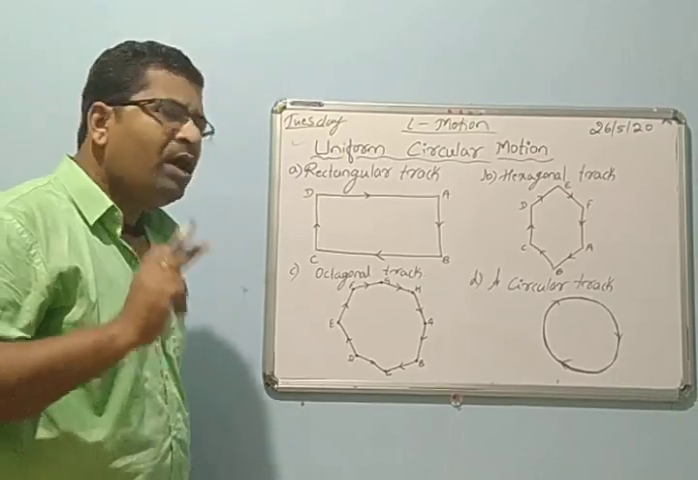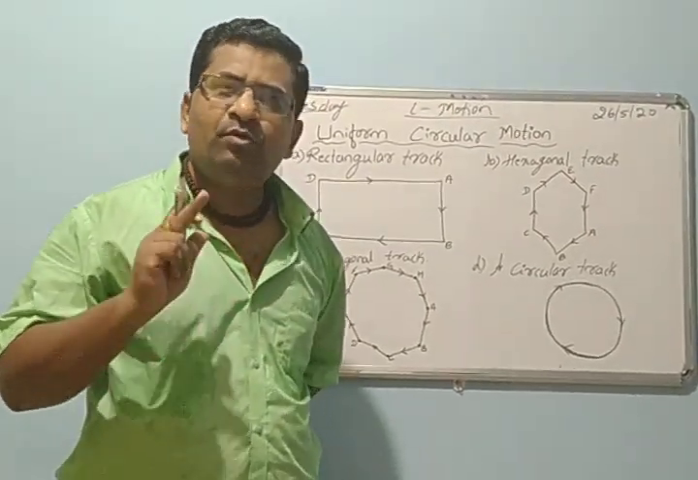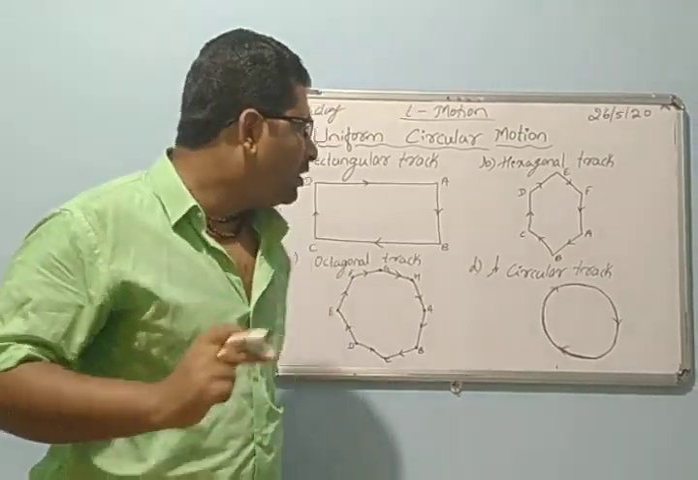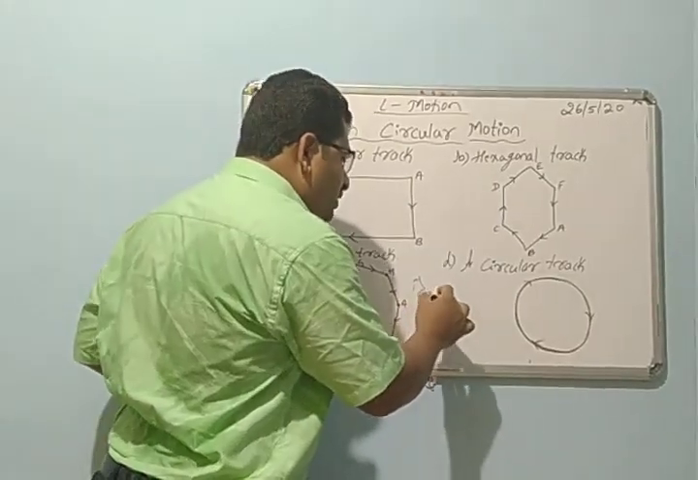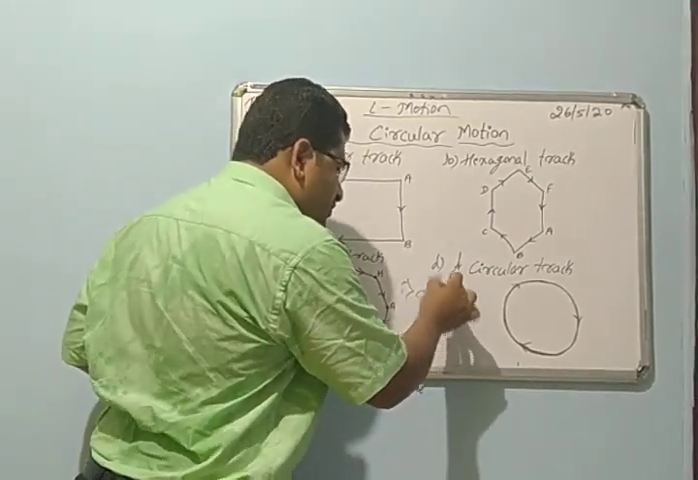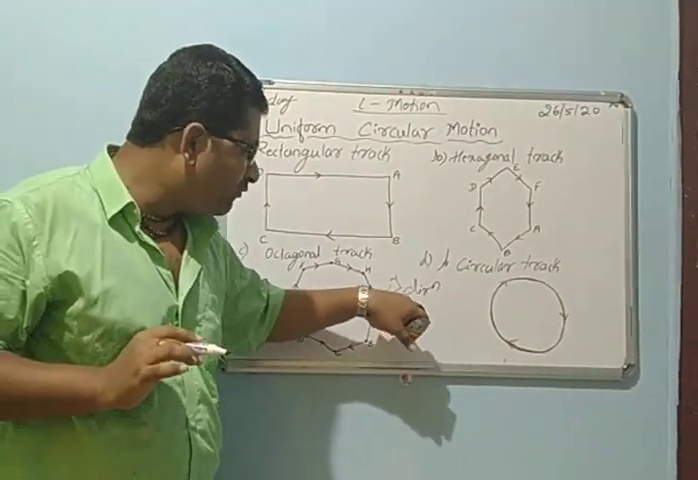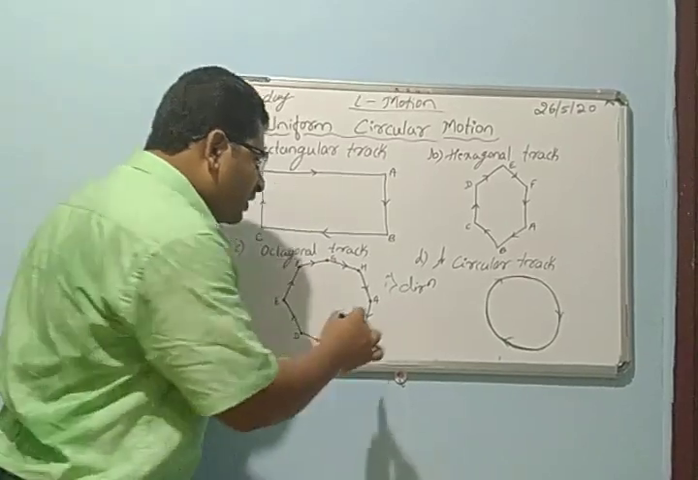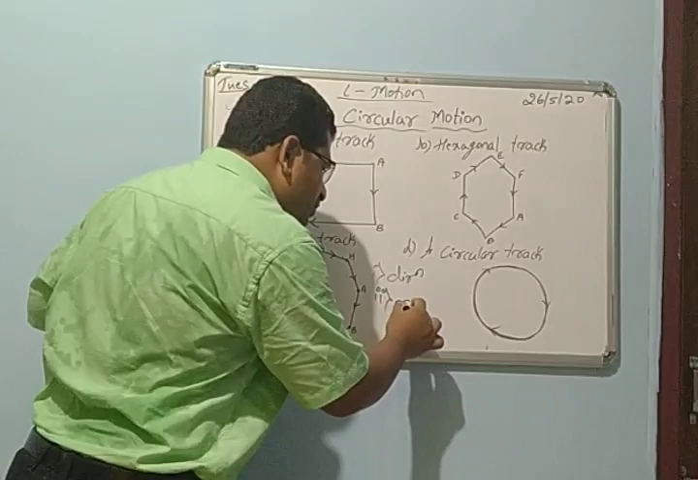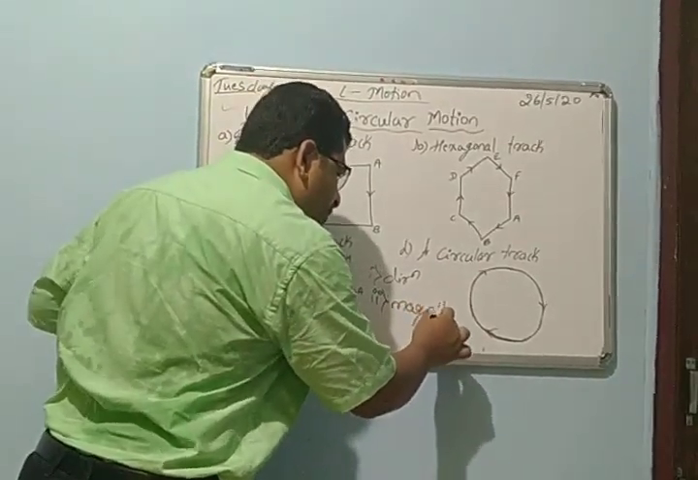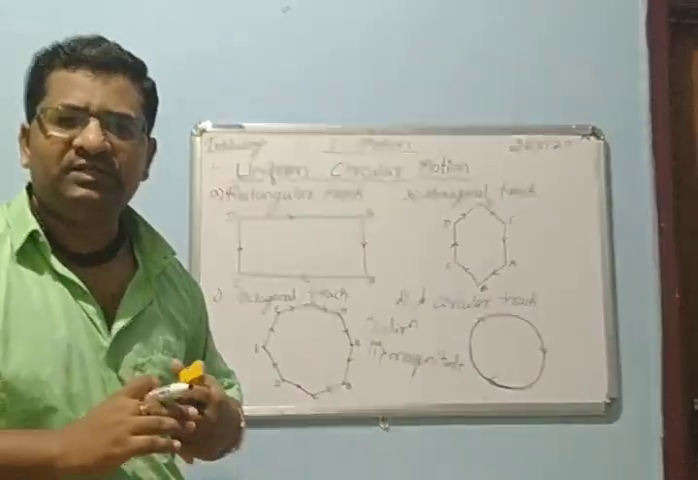And the next question arises: when does the velocity change? The velocity of an object changes in two cases. The first one is when the direction of motion changes. The object has to change its velocity when the direction of its motion changes. And second, when the magnitude of velocity changes, then also the body is said to be accelerating.